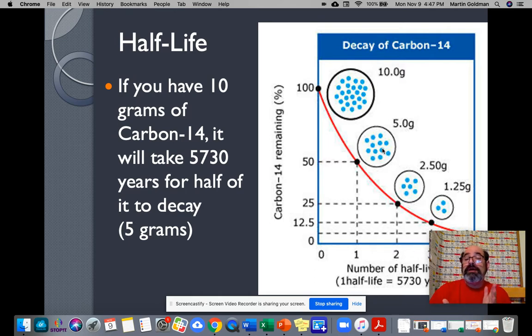So knowing how much you started with and how much you ended with, you can see where on this curve you are. And based on this curve, you can tell what age it is. So hence carbon dating.